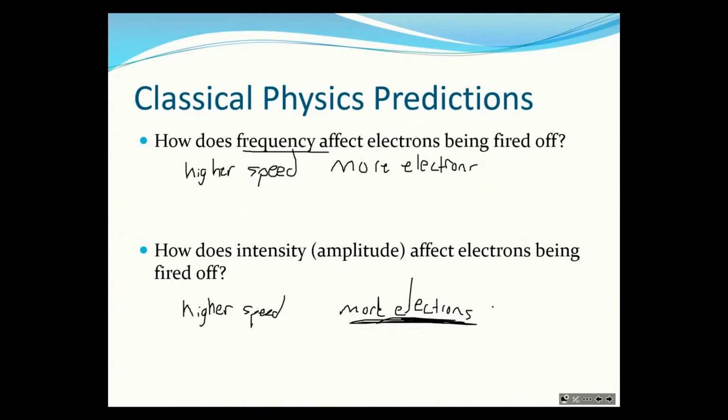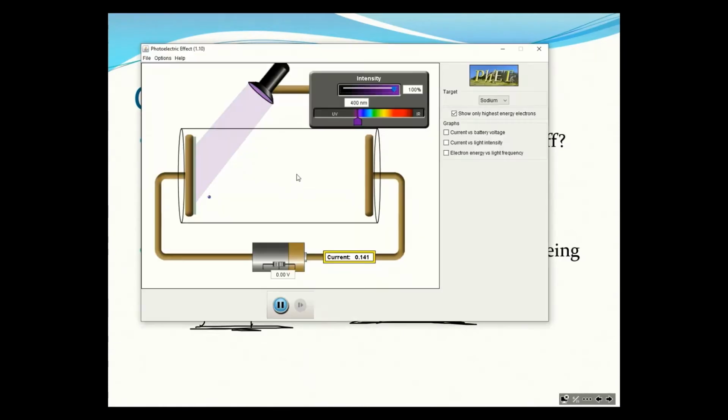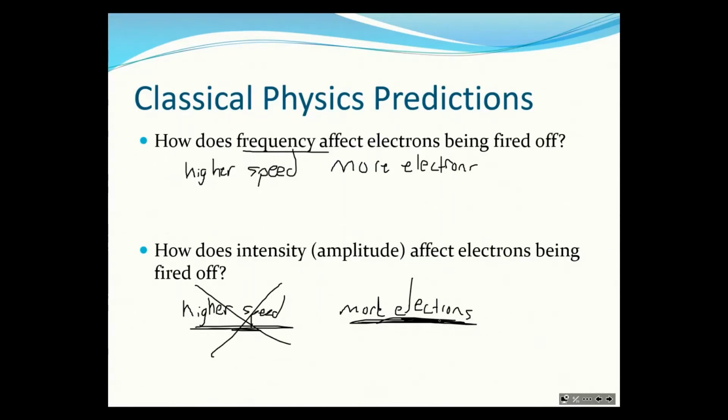But I want you to take a look at the speed of those electrons. So when I have a lower intensity, and when I have a higher intensity, you can see the speed of those electrons doesn't change, right? Just the number of them flying off. So this one is not correct, which is bad when you're predicting a model that it doesn't do that.